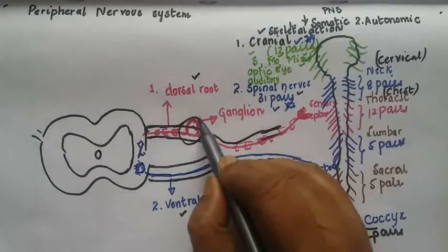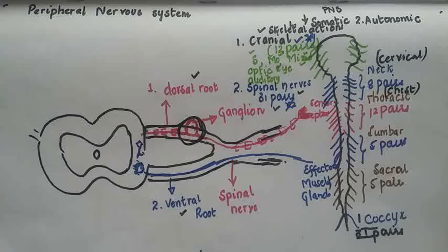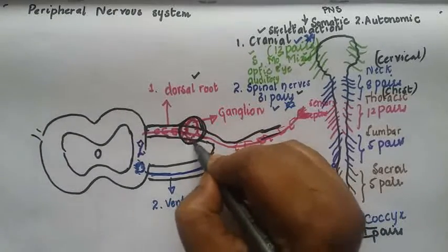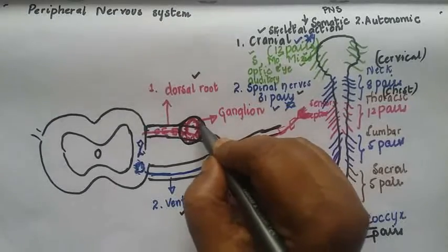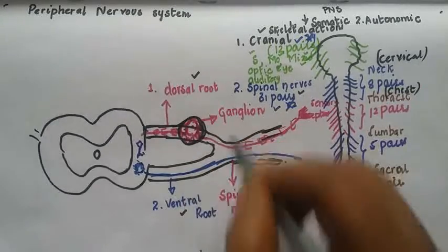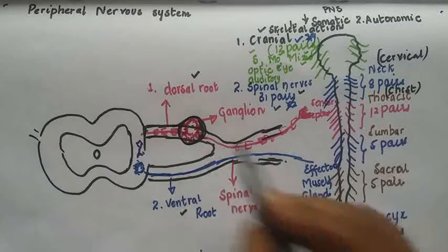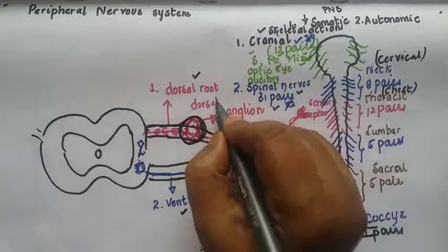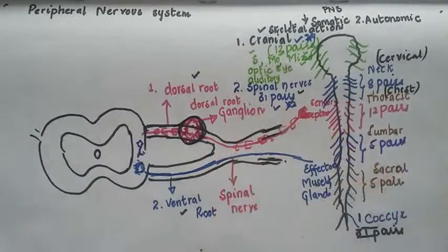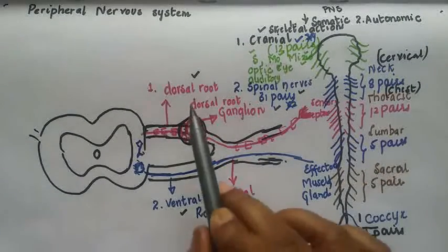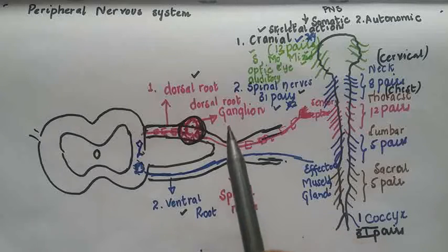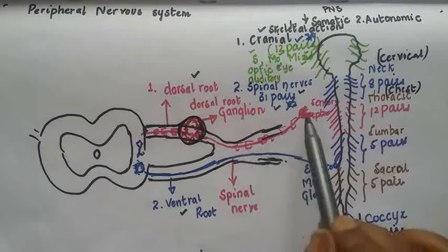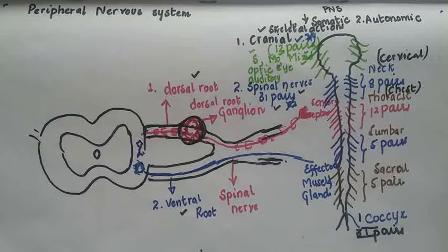In the dorsal root we find an ovoid structure. This ovoid structure is due to the presence of an aggregate of all those sensory neurons which have those cytons. So this is the ganglion, and we name it the dorsal root ganglion. Thus the dorsal root comprises the dorsal root ganglion, which contains the cluster of cell bodies of all those sensory neurons.